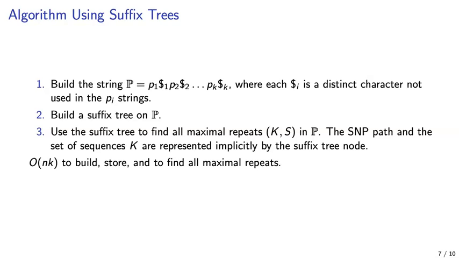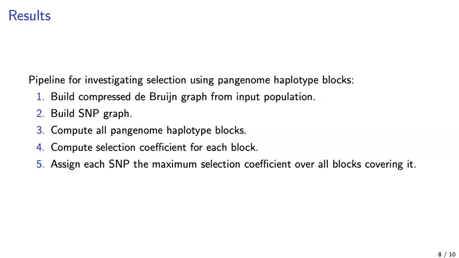For anyone who's interested, I describe the algorithm here, but what I really want to point out is that it ends up running in linear time with respect to the input, which means that it should be fast enough to use in practice. We also provide a general pipeline that can be used to investigate selection in the pangenome. First, we build the compressed de Bruijn graph, then we build the SNP graph. Next, we use our algorithm to find all pangenome haplotype blocks, and we compute the selection coefficient for each block. Finally, we assign each SNP node the maximum selection coefficient over all the blocks covering it.